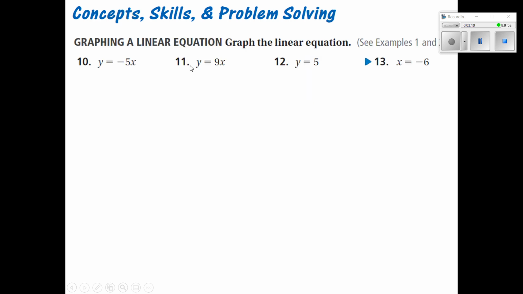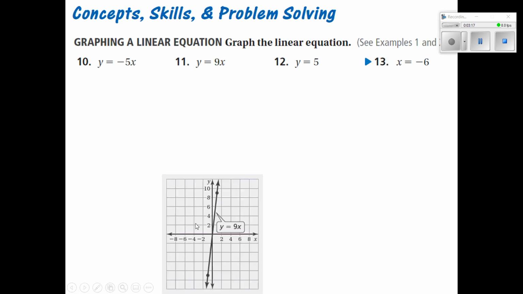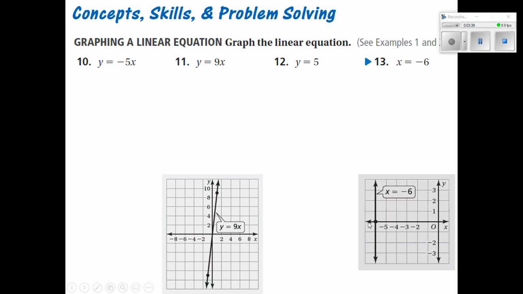Number 10 is yours to do. Number 11, y equals 9x. I know it's proportional because there's nothing added on. It will go up 9 and over 1. So it starts at the origin, and goes up 9 and over 1. Number 13 says y equals -6. Now notice there's no x here. That means I'm looking at a line where x can be anything and y will constantly equal -6. And here we see at -6, it's going straight across. Okay.